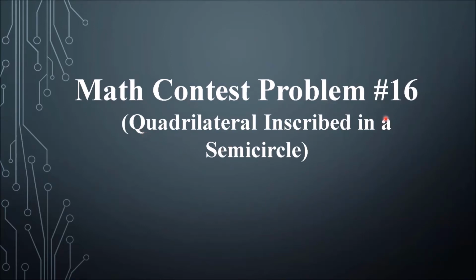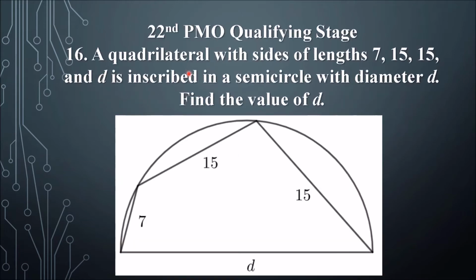Math contest problem number 16. Quadrilateral inscribed in a semicircle. Let's have the problem. This problem came from the 22nd PMO qualifying stage. A quadrilateral with sides of lengths 7, 15, 15, and D is inscribed in a semicircle with diameter D. Find the value of D.